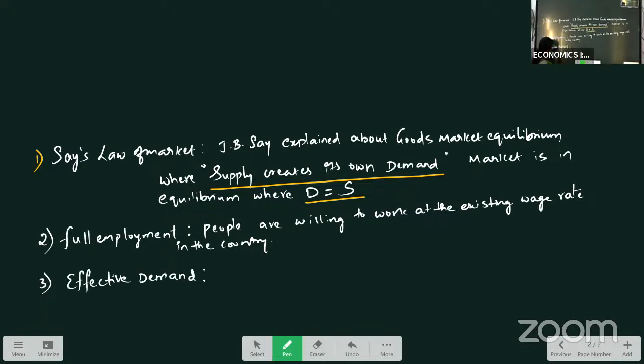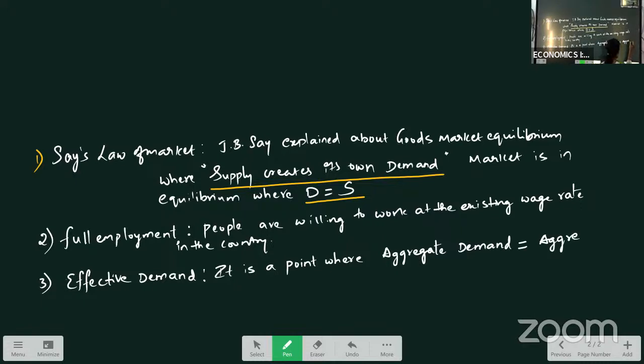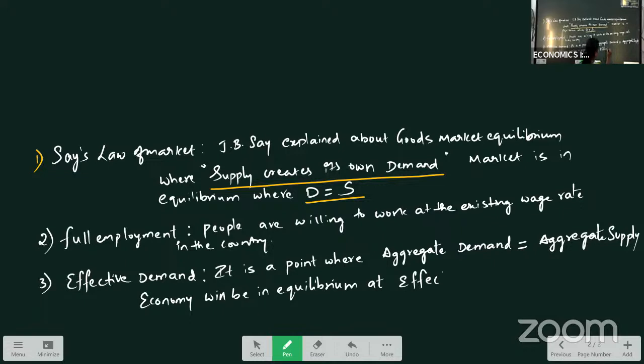Effective demand. It is a point where aggregate demand is equal to aggregate supply, and the economy will be in equilibrium at effective demand.